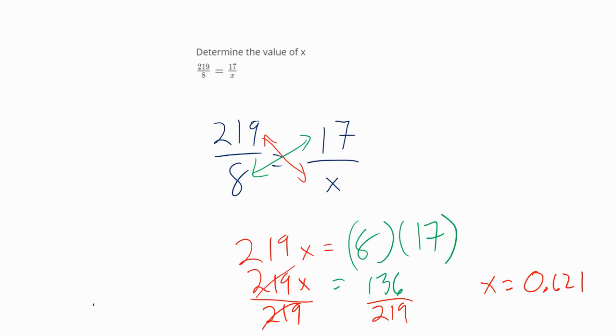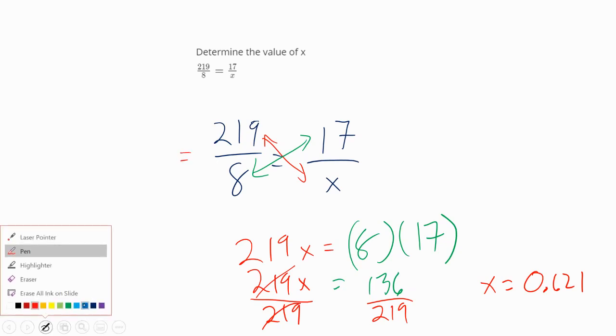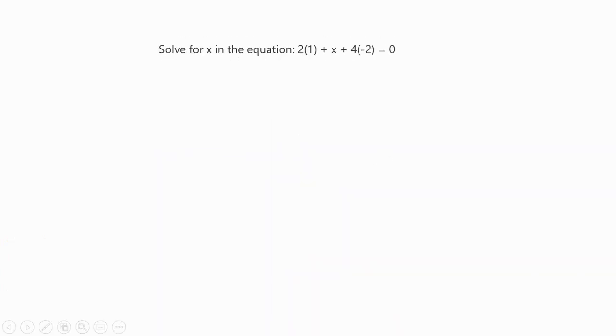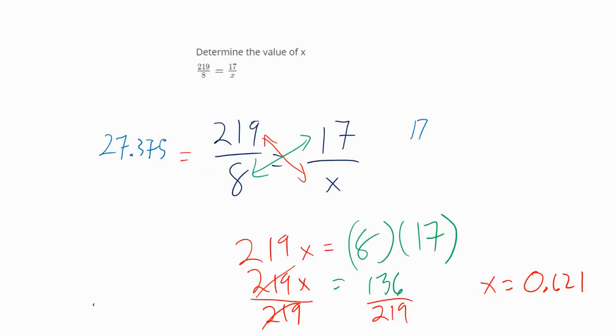And then another thing you can do, right, is substitute that in. So 219 divided by 8 is 27.375. So this equals 27.375, right? And then 17 divided by 0.621 should also equal 27.375. So let me make sure, 0.621, 27.375. There you go. So you can check your work when you're done if you're not sure.